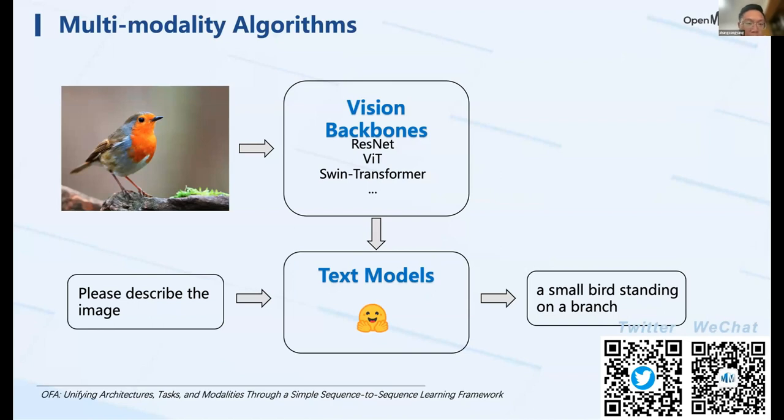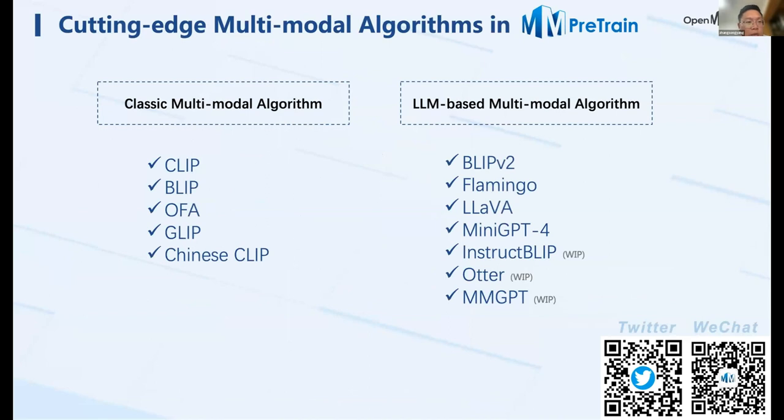MMPreTrain is now capable of handling multimodality tasks, and we leverage the powerful backbones in our codebase and adopt language models from open source, especially models from Hugging Face, which is a powerful transformer codebase that provides many useful language models. MMPreTrain leverages its own backbones and the open source backbones, so we can build very advanced multimodality applications. Currently, we support cutting-edge multimodal algorithms, from classic multimodal algorithms to recent LLM-based multimodal algorithms like BLIP V2, LLaVA, InstructBLIP, and other works.